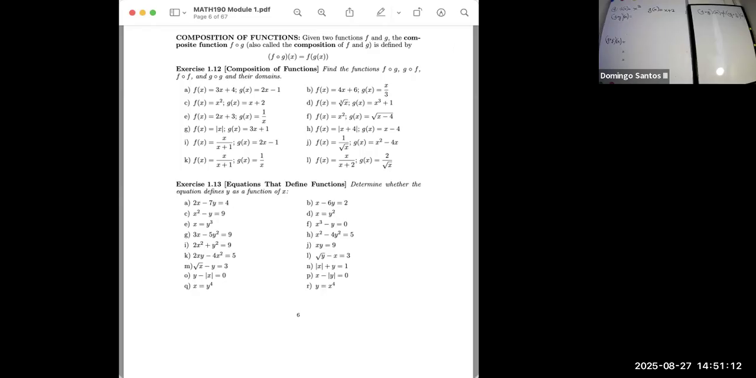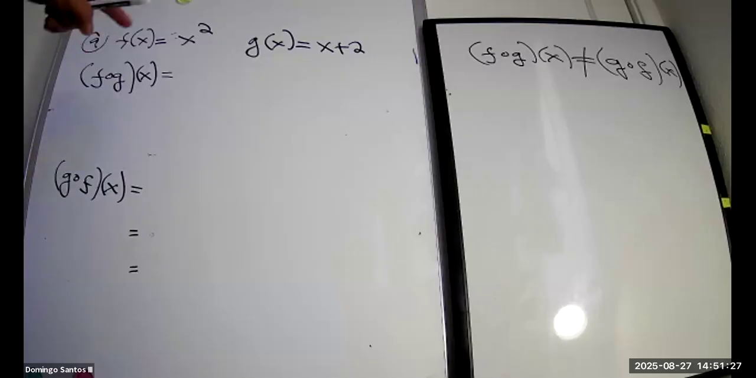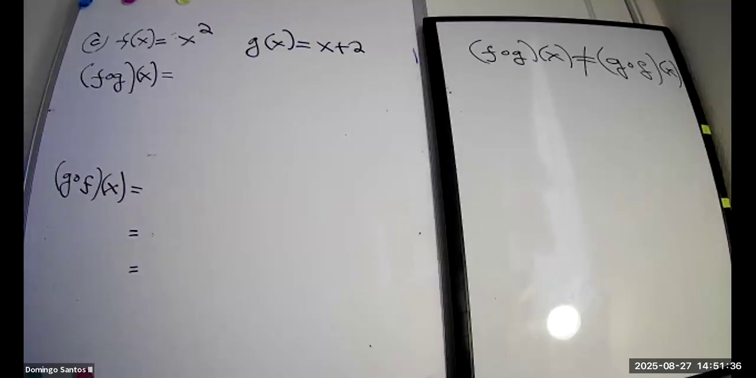And tell me when you're ready, Leonardo, okay? Which one are we doing? Is it on letter C? Yeah, I think we're doing letter C. This one, f of x equals x squared, and g of x is x plus 2. And we're doing both f circle g and g circle f.